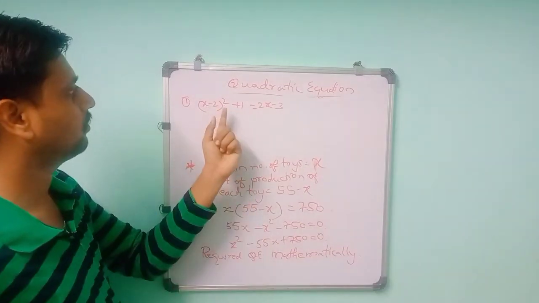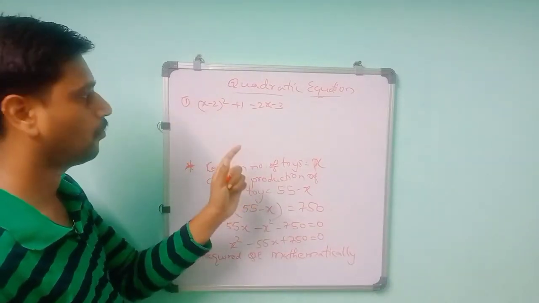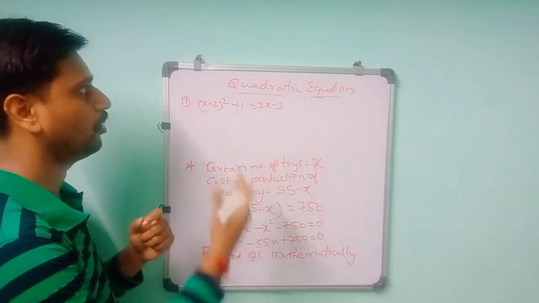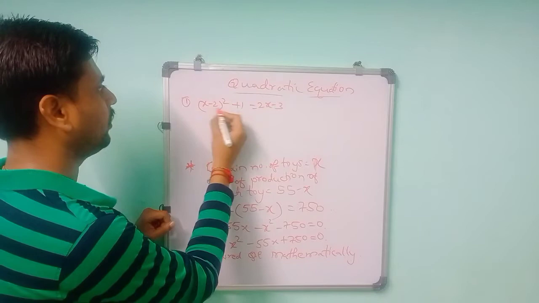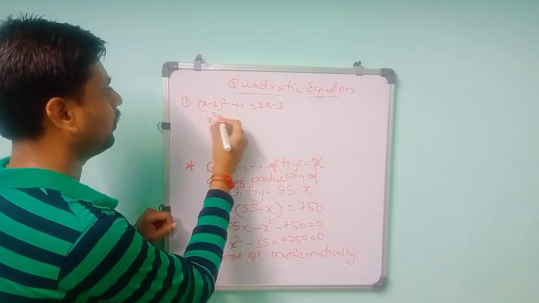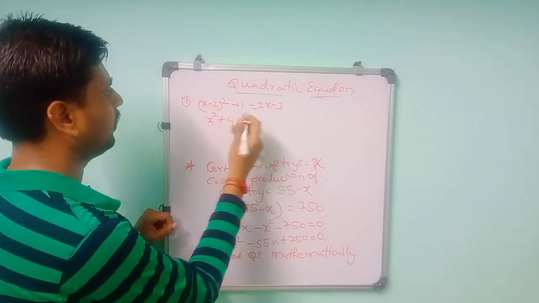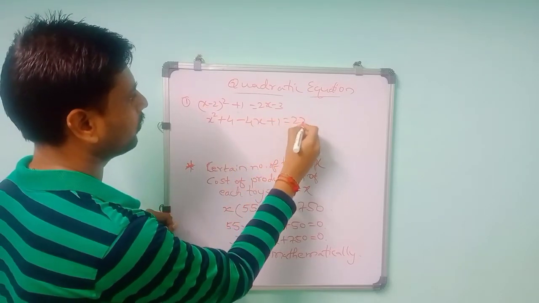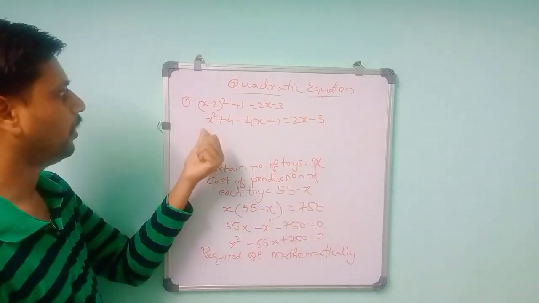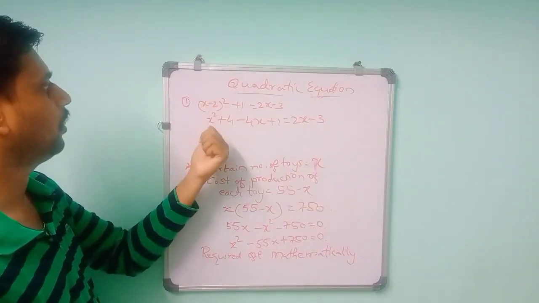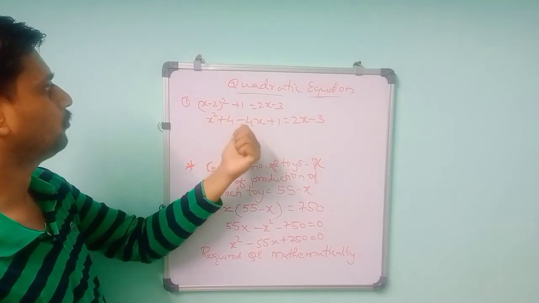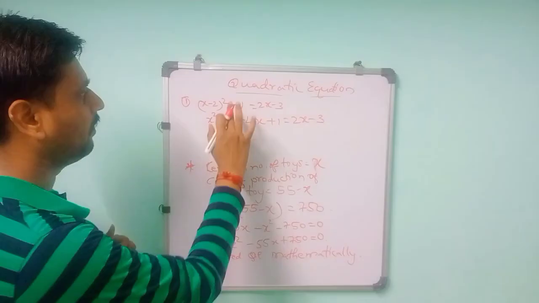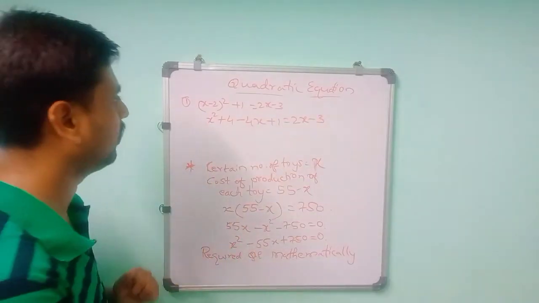Here the square is there, but it is not compulsory that it is a quadratic equation, because it depends on the simplification. After simplifying, you can judge whether it is a quadratic equation or not. So x minus 2 whole square: a minus b whole square is a square plus b square minus 2ab. So x square plus 2 square, which is 4, minus 2 into 2 into x, which is 4x. You should know this formula. Then plus 1, and as it is, 2x minus 3.